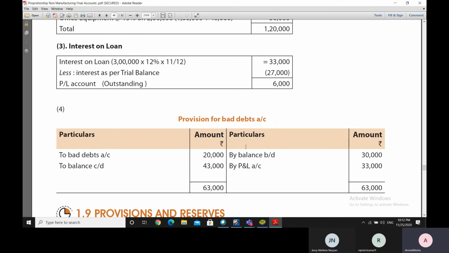The provision for bad and doubtful debt account or bad debt account is shown here. This is a balance brought forward of 30,000 rupees, and we are incurring new bad debts. And finally, we are creating the provision account by debiting the profit and loss account to create a provision. So this is a 33,000 fresh provision being created. And finally, we are getting a provision of 43,000 rupees in our accounts, which we carry forward.